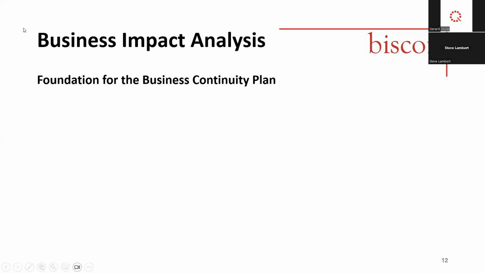Okay, just in terms of the business impact analysis, as Jerry has mentioned, business impact analysis follows on once you've identified your risks. Then the next thing you need to be thinking about is putting together this business impact analysis. The business impact analysis is basically the foundation for the business continuity plan. It's all about information gathering to identify what you need to be considering for business continuity.